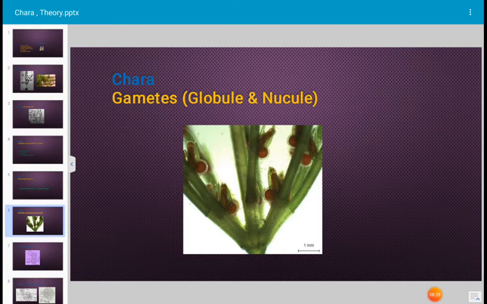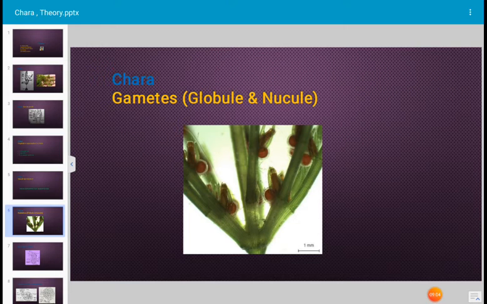When the fusion between two such gametes takes place, that sexual reproduction is described as oogamous type of sexual reproduction. The sex organs of Chara are large in size and complex structures. The male sex organ of Chara is known as globule, or antheridium, and the female sex organ is known as nucule, or oogonium. The size of the sex organs is very large, and they can be seen by the naked eye.